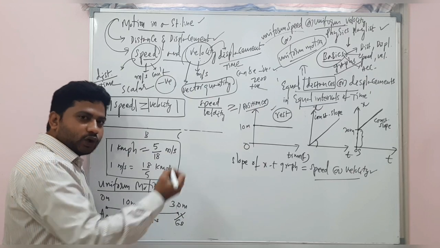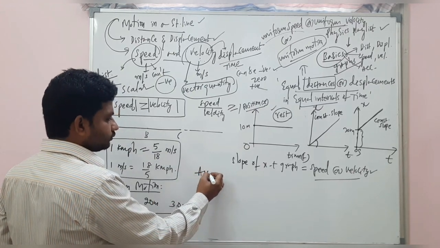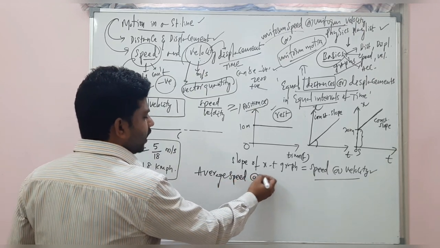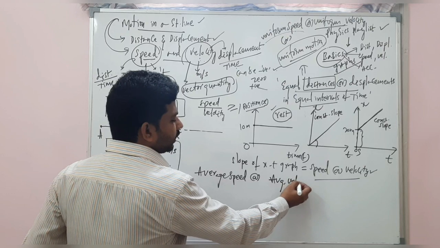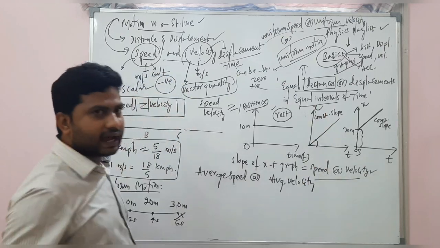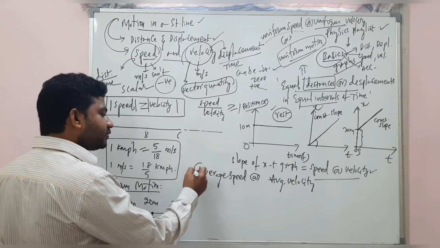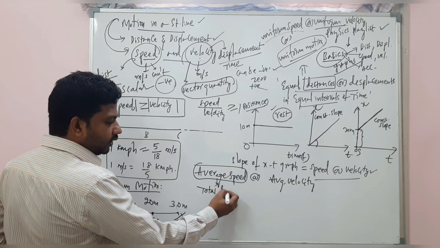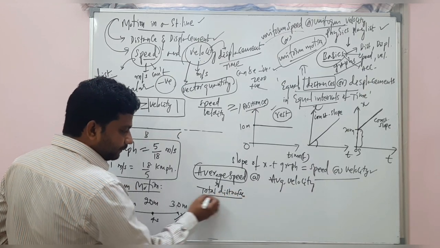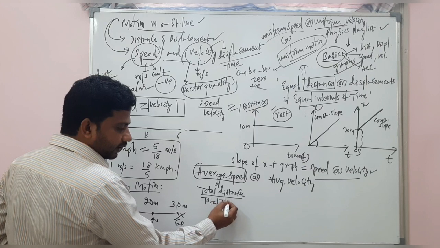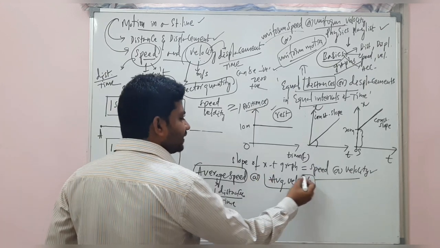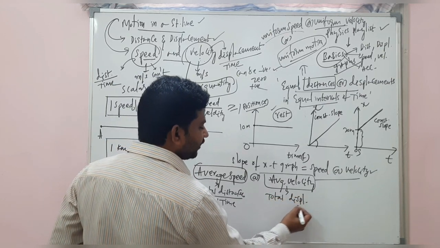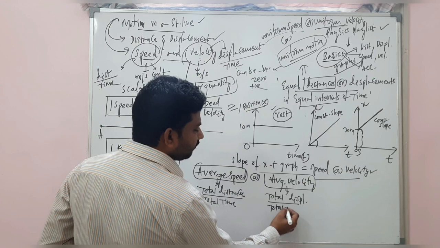There is a concept called average speed or average velocity. What is that? Average speed, which is total distance divided by total time taken. Average velocity is total displacement divided by total time taken.